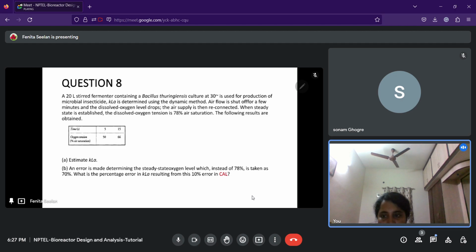Now we are asked to estimate the KLA value, and an error is made in determining the steady state oxygen level. Instead of 78%, it is taken as 70%. If this error has been made while measuring the KLA, what would be the percentage error in KLA due to this 10% error in the CAL bar?